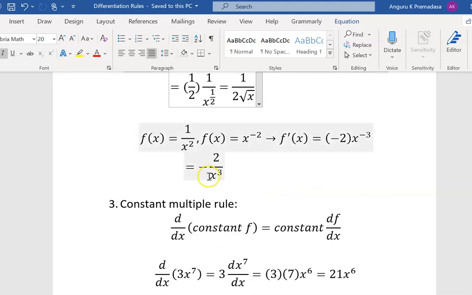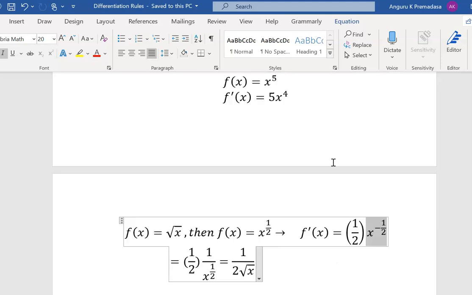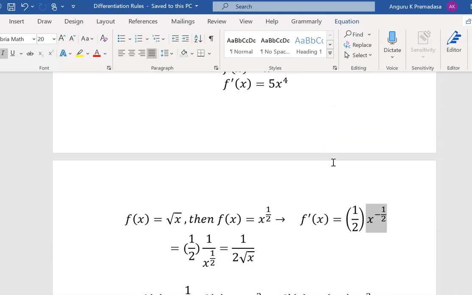Let's go to another example, 1 over x squared. This is again an exponent, x to the power negative 2. If you take the derivative, the negative 2 comes up in front, and then you get x, and negative 2 subtract 1 becomes negative 3. Again, you want to bring it down, so you get negative 2 over x to the 3. So that's called the power rule, when you have a simple power.